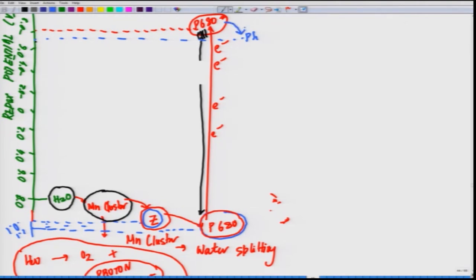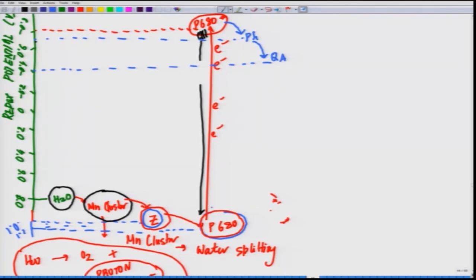The electron hops like this. From pheophytin, the next redox potential where it is going is 0.4, which is QA. As soon as you see this, technically the QA has a higher power to accept an electron, but there is something very interesting. Spatially, in terms of space, pheophytin is much closer to P680.